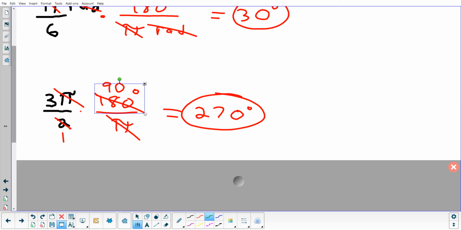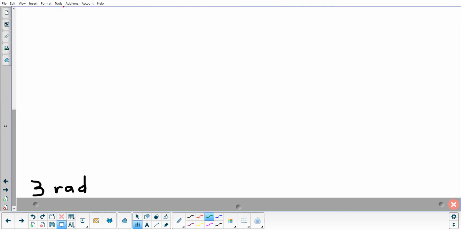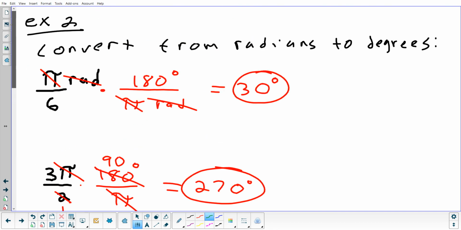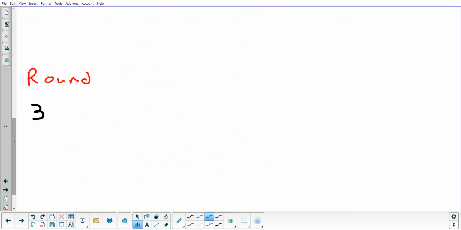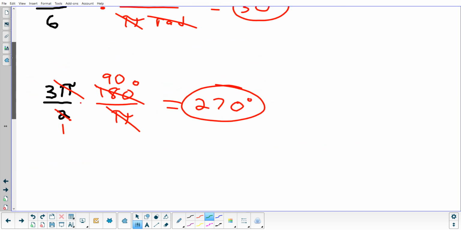Okay. Any questions on that one? All right, let's finish up with one where we round to 2 decimal places. So let's convert 3 radians. So same directions I had at the top, but I'm also going to add to round it. They will tell you in the homework and on the test whether or not you should round it or leave it with pi. Okay. All right, so same deal. We're going to multiply by what we were doing before, 180 over pi.